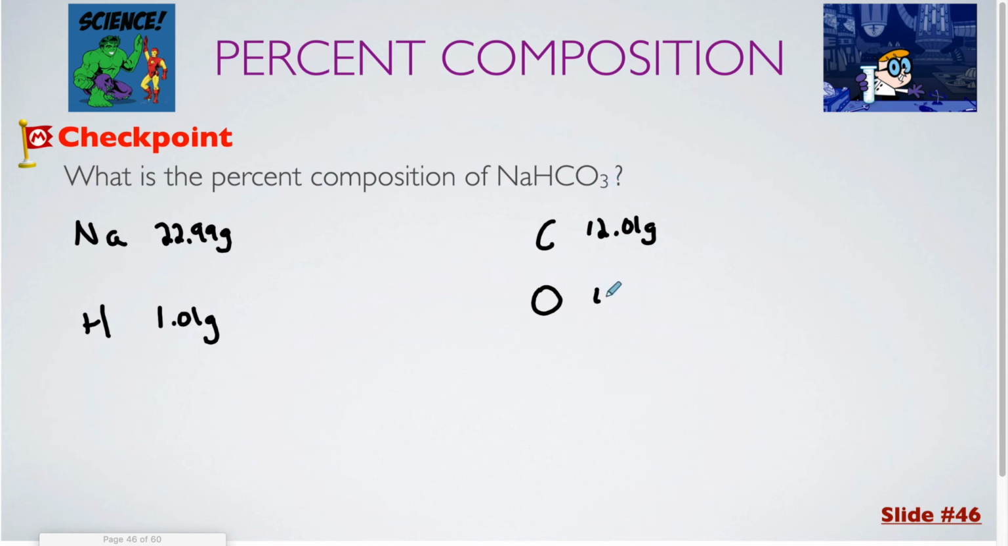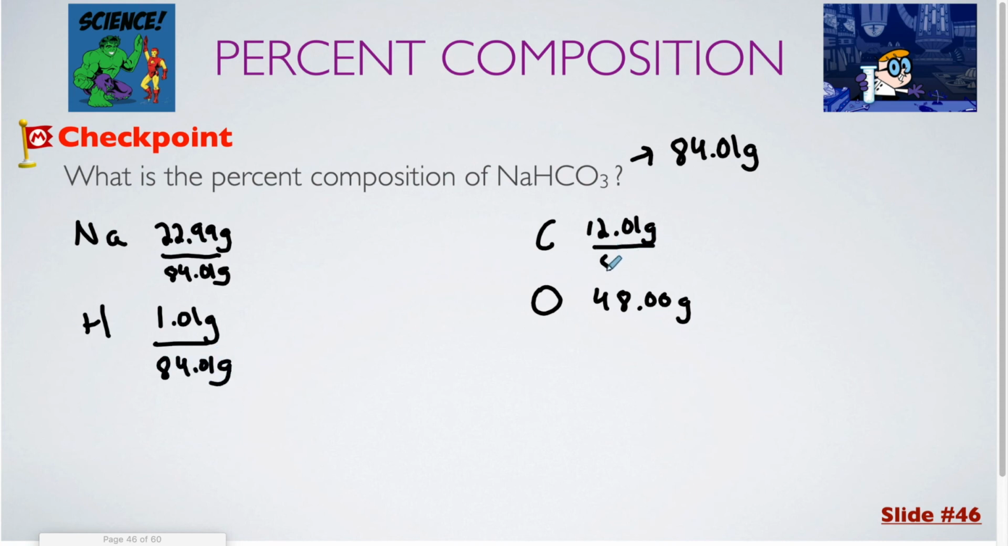So if I add all of that up, it's going to be 48.00 grams. If I were to add this all together, that gives me a total molar mass of 84.01 grams for this sodium hydrogen carbonate. So this is going to be the denominator for all 4 of my calculations. So I'm going to divide each of these by 84.01. We're going to multiply all of them by 100.